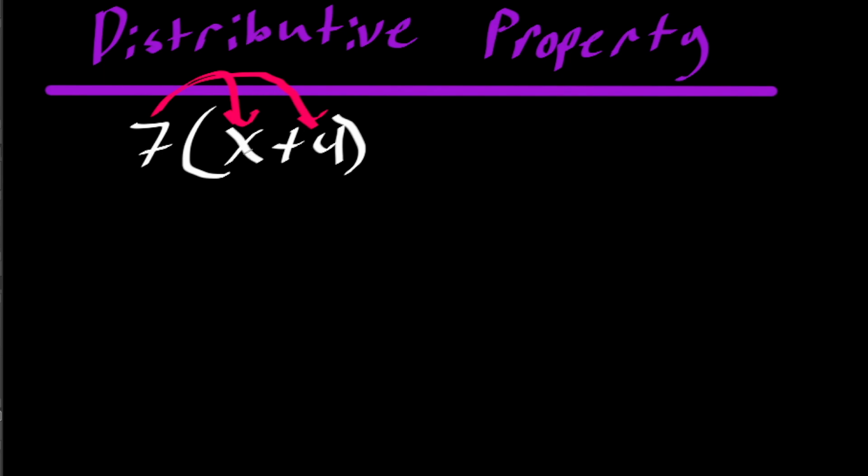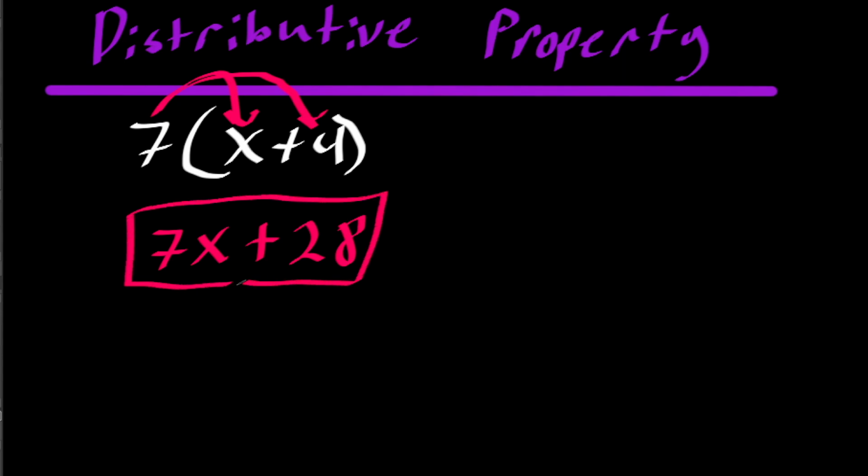Okay, so now if we do 7 times x, that's just a coefficient times a variable. We just shove those two together, so that would give me 7x. If I do 7, that's a positive, times 4, and it's plus 4, so it's positive 4, 7 times 4 just gives me 28. Since it's positive, we're going to add in the middle. And there you have it. That's the distributive property. Now, we're obviously going to do some more examples, but that's pretty much the basis of the distributive property. If you have something on the outside, you multiply it to the inside by every single term.